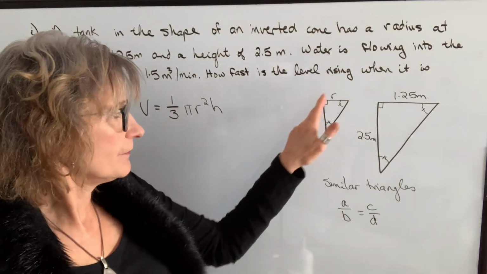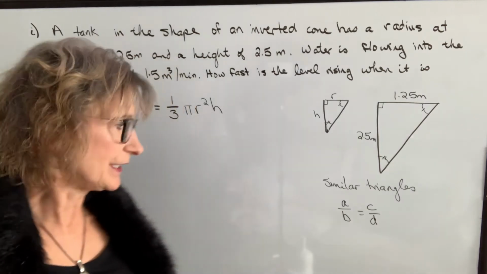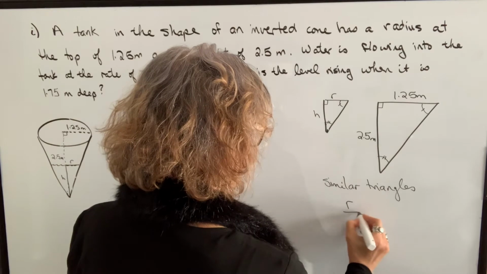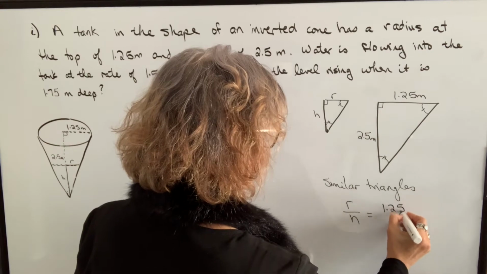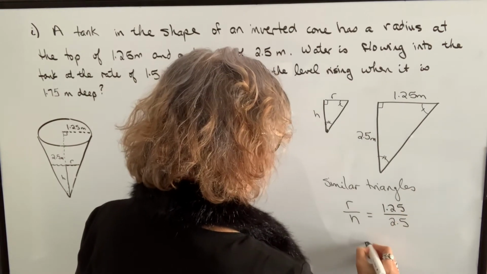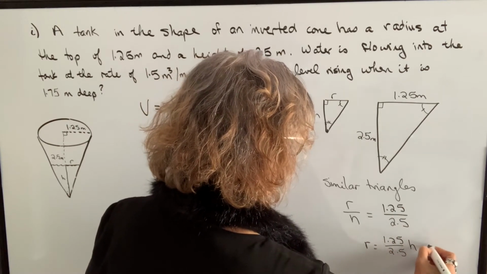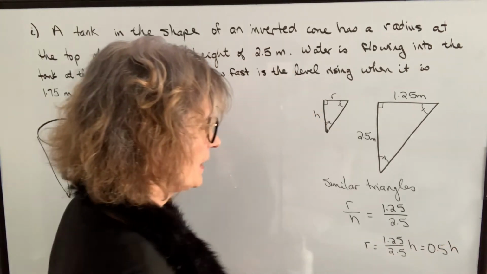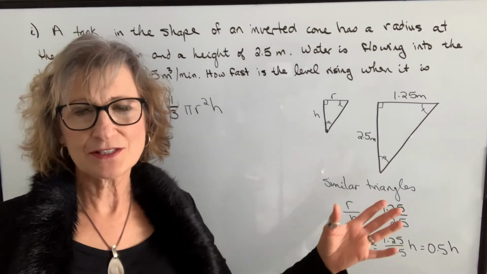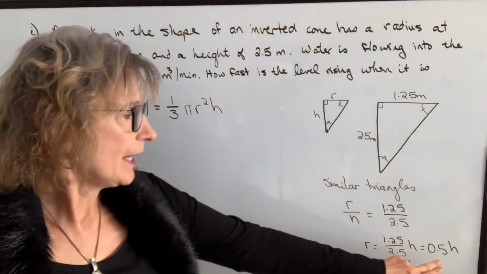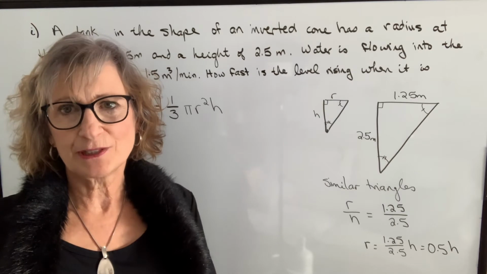I can use the fact that they're similar triangles and it will allow me to express radius in terms of height. So the ratio of radius to height will be equal to 1.25 to 2.5. So in other words, radius will equal 1.25 to 2.5 times height, and that's equal to 0.5h. So the radius is always going to be half of the height based on similar triangles. That allows me to replace radius with 0.5h, and then I've eliminated one of my variables.